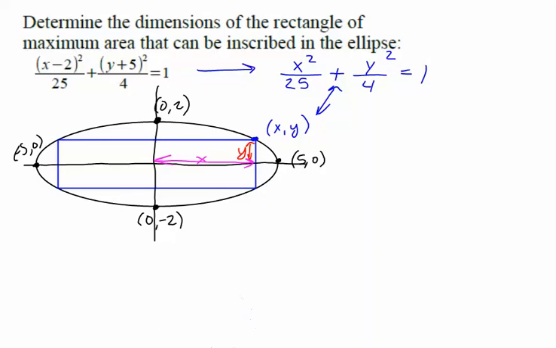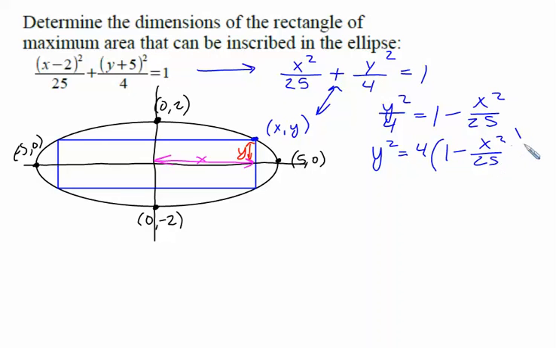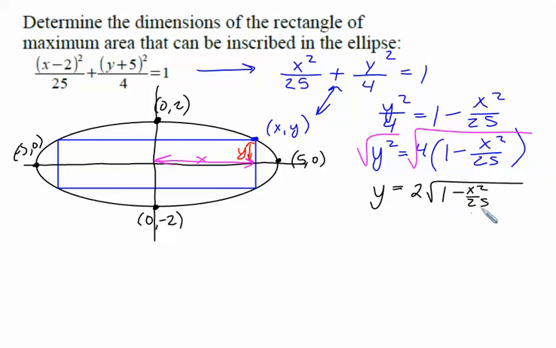So when we go to do this, the first thing we're going to do is get y by itself in this equation. We'll have y squared over 4 equals 1 minus x squared over 25. y squared is equal to 4 times the quantity 1 minus x squared over 25. Take the square root on both sides, and we get that y is equal to 2 times the square root of 1 minus x squared over 25.